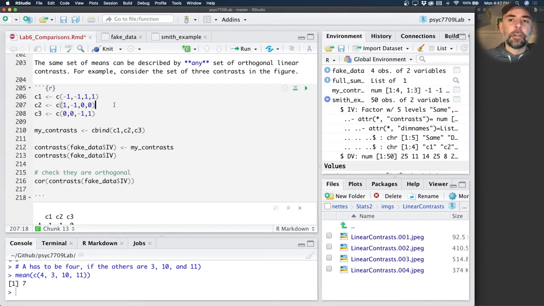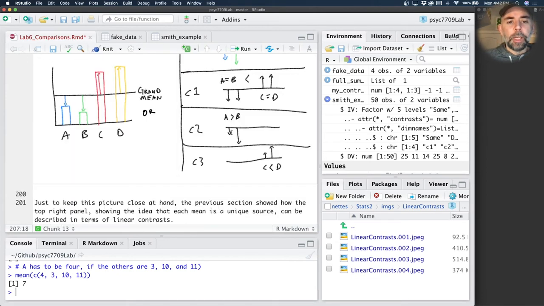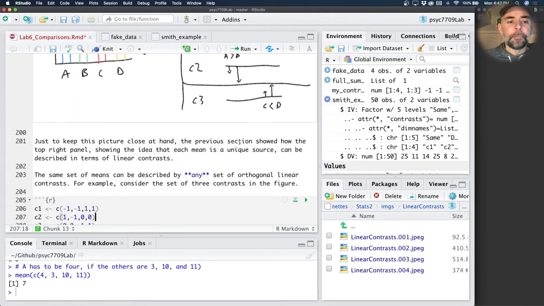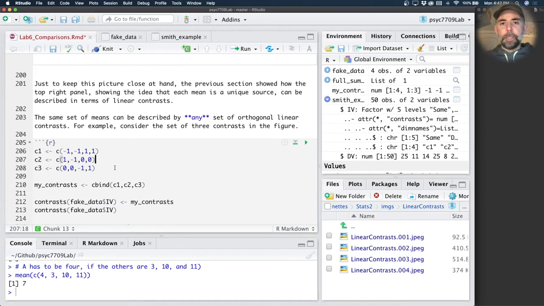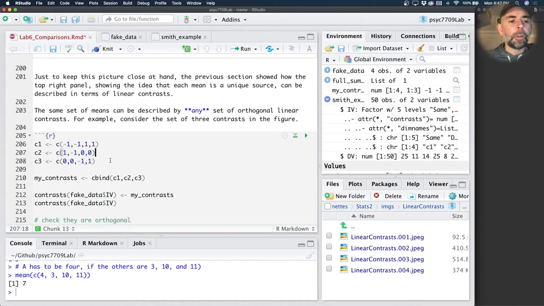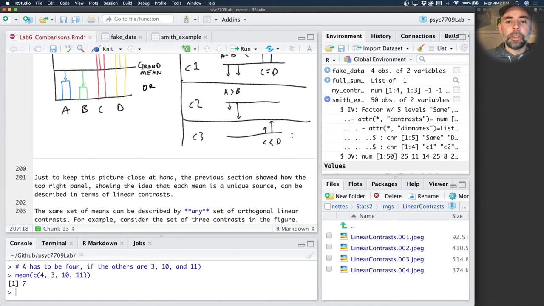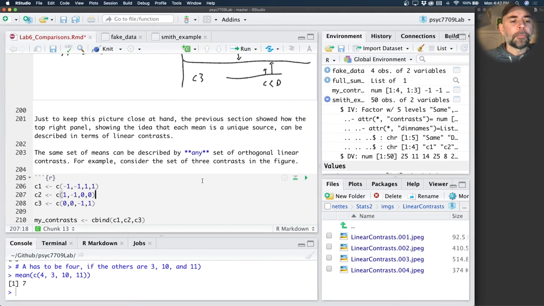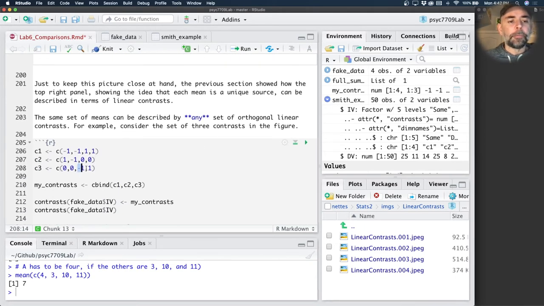The next linear contrast was that group A was slightly higher than group B. So there's A being greater than B. We can describe that basic pattern as a one for A and a negative one for B. Finally, there's the pattern that C was less than D. We can see that here, C less than D. So we can define that pattern right here.